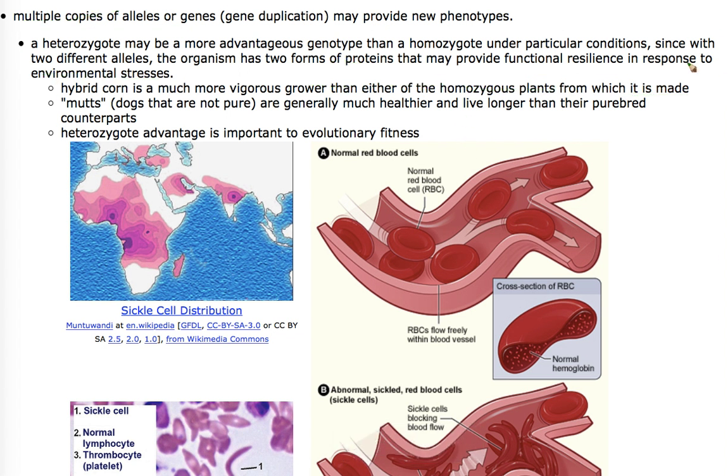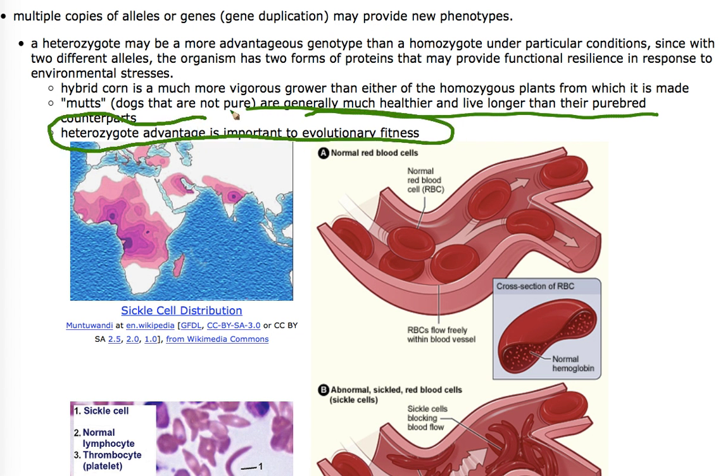Hybrid corn, for example, is a much more vigorous grower than either of the homozygous plants from which it was made. Mutts, which are like hybrid dogs, are generally much healthier than their purebred or pedigree counterparts. Heterozygote advantage is important to evolutionary fitness. The sickle cell gene is a good example of how heterozygotes are advantaged.